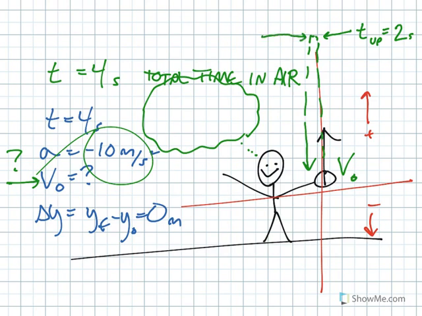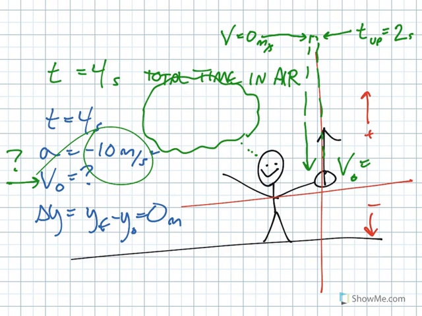Because when it gets up here, its velocity is 0. It's got to be 0. Right? It's slowing down the entire time it's moving upward. At some point, it stops and it turns around and comes back down. So how fast does it need to be moving so it takes 2 seconds to stop if it's losing 10 meters a second every second?